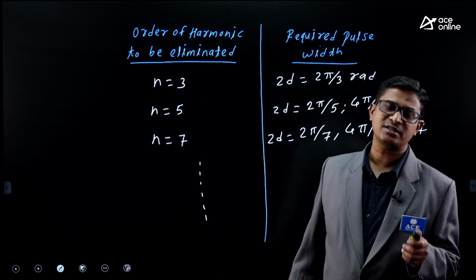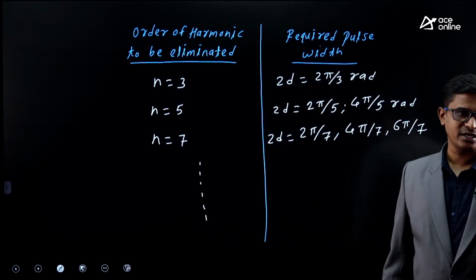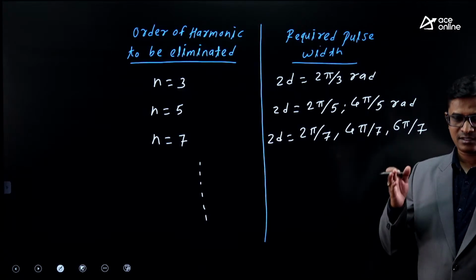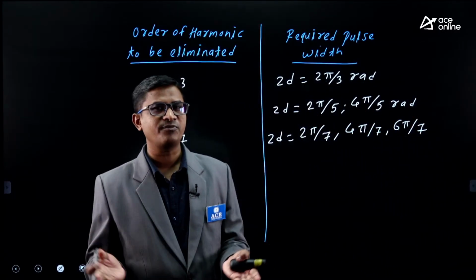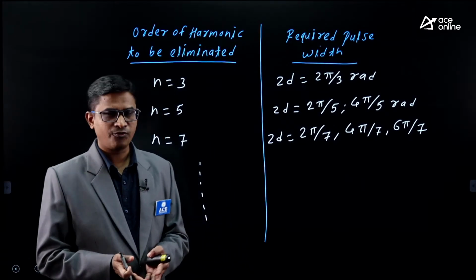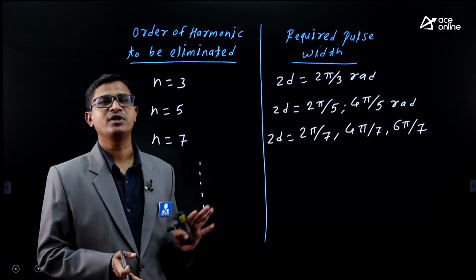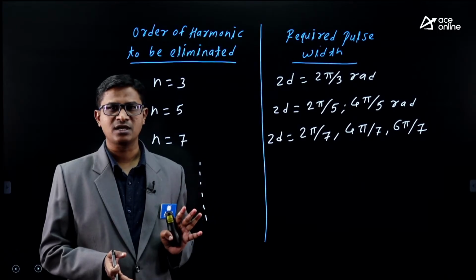So friends, a very, very important concept we discussed today, that is the single pulse width modulation technique. This single PWM technique is used for controlling the output voltage of the inverter and also for elimination of a specific harmonic. We can use the single PWM.